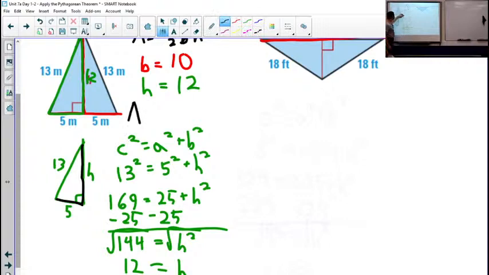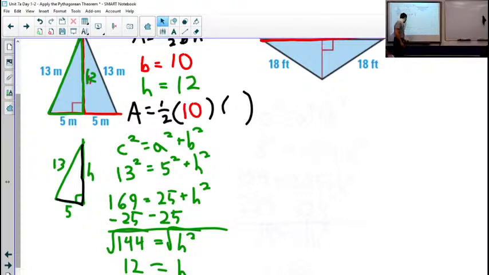So in our area formula, area is 1/2 base times height. And now we've got our base, we've got our height, and we can solve. So our base is 10, our height is 12. So 1/2 of 10 is 5 times 12 is 60 meters squared.